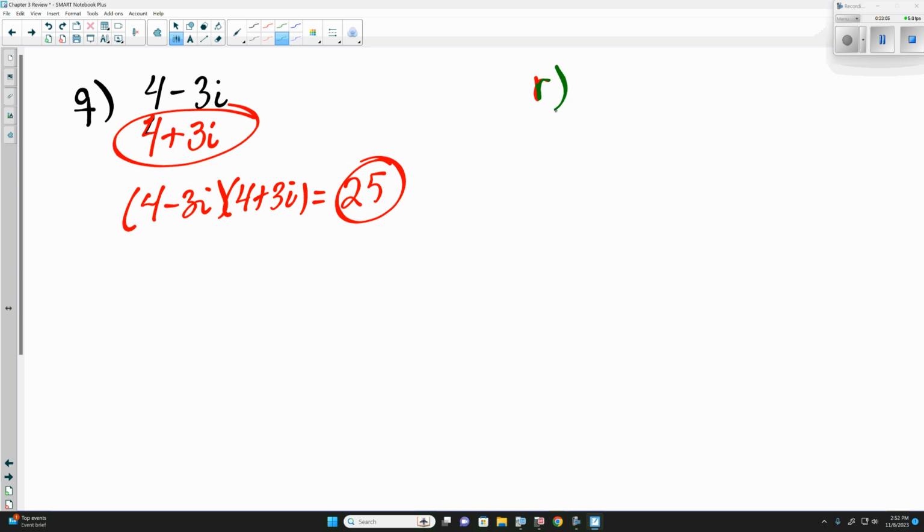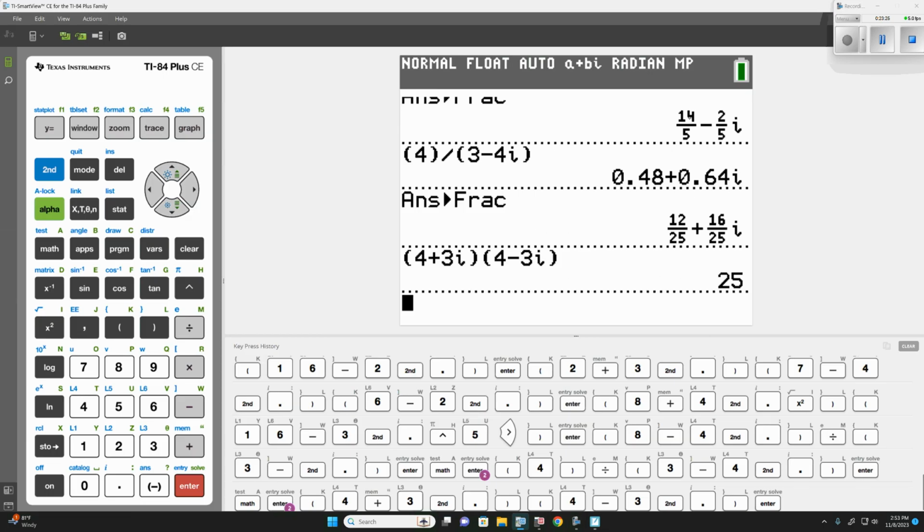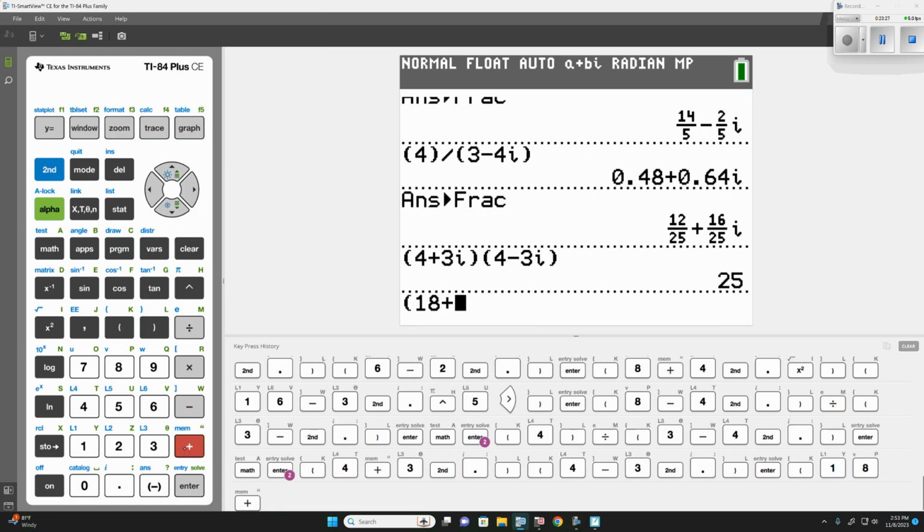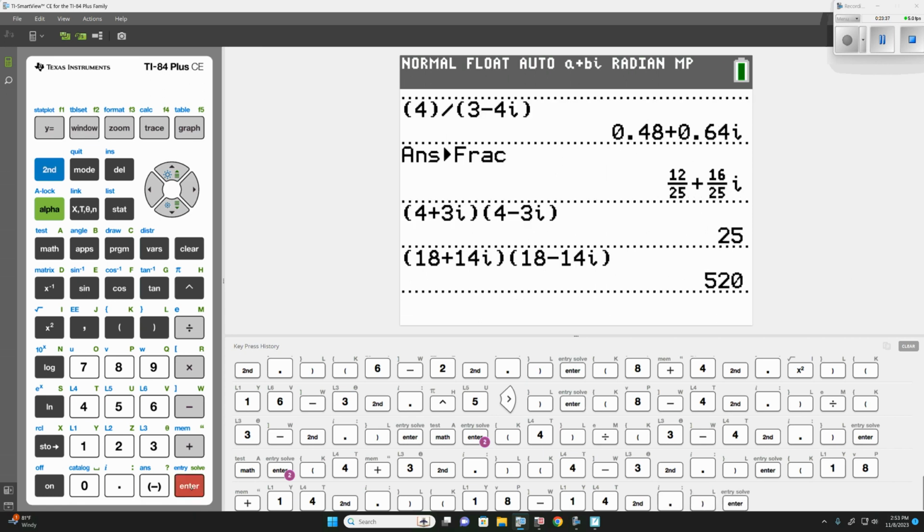R. 18 plus 14i. Its complex conjugate would be 18 minus 14i. Then we just need to multiply them together. Maybe a little bigger than 45. Oh, yeah. 520.